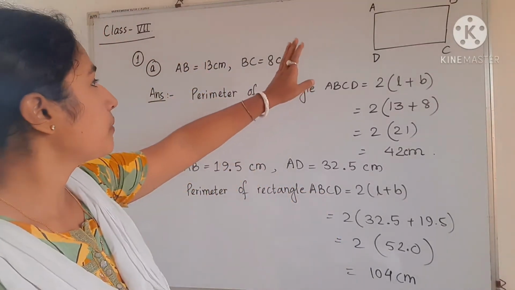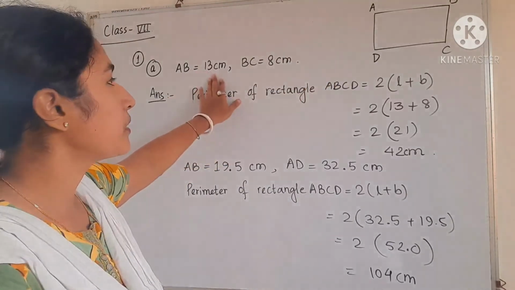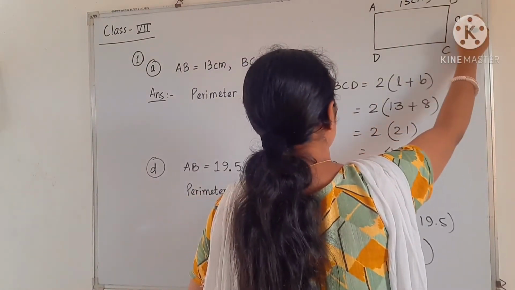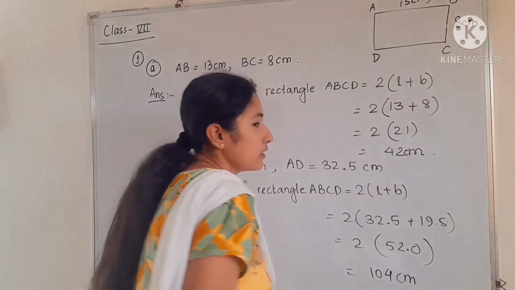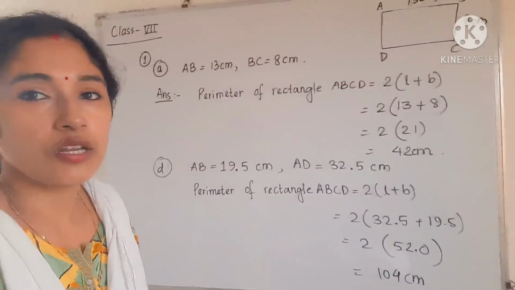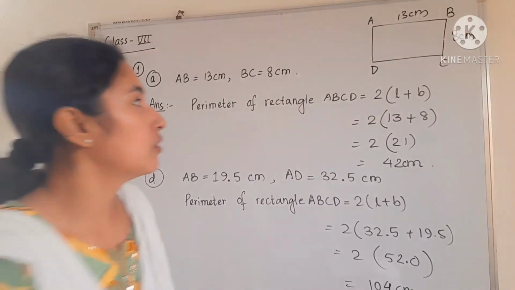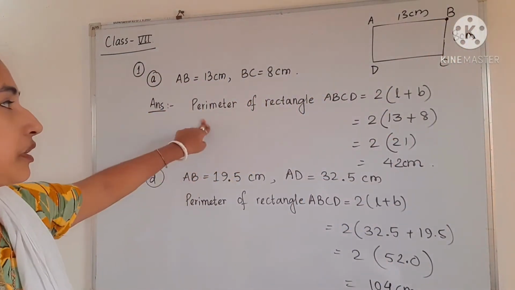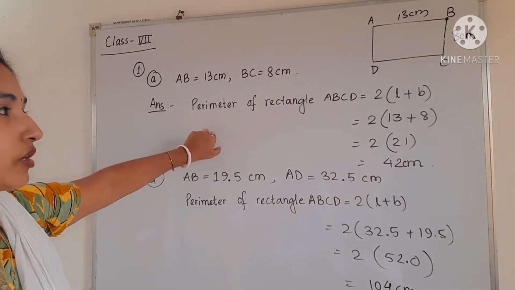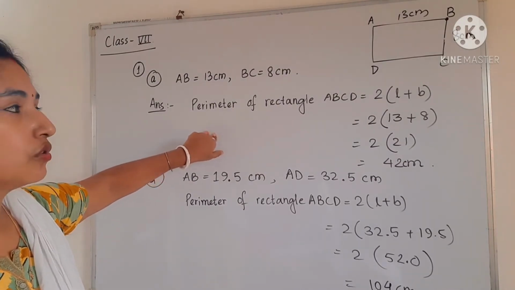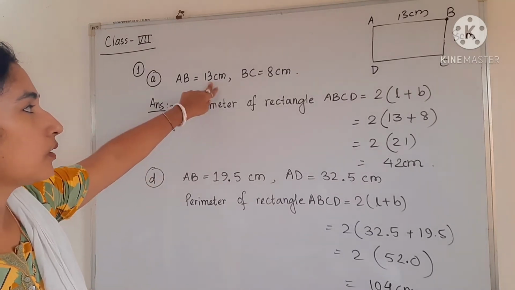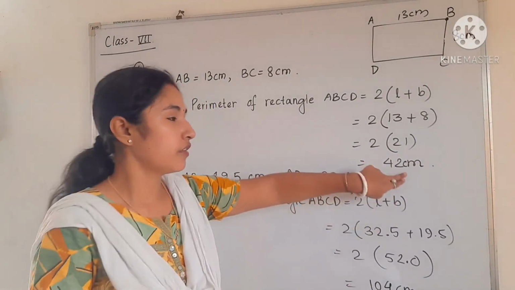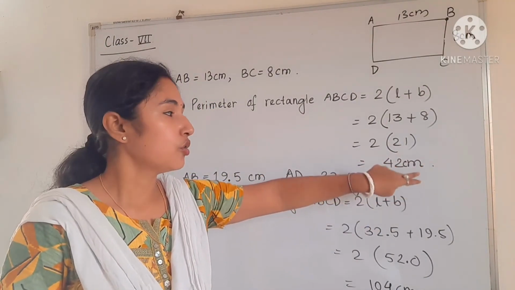So see, if ABCD is a rectangle, so the length of AB is 13 centimeter, that means this is given 13 centimeter, and this is 8 centimeter, that means adjacent sides are given. These are called adjacent side because they are sharing a common vertex, okay. So the common vertex is what? B. So we can write perimeter of rectangle ABCD is equal to 2 into L plus B. So just put the value of L, that is 13 centimeter, and in place of breadth we can write 8 centimeter. So after solving, the final answer is 42 centimeter, and you have to write the unit.